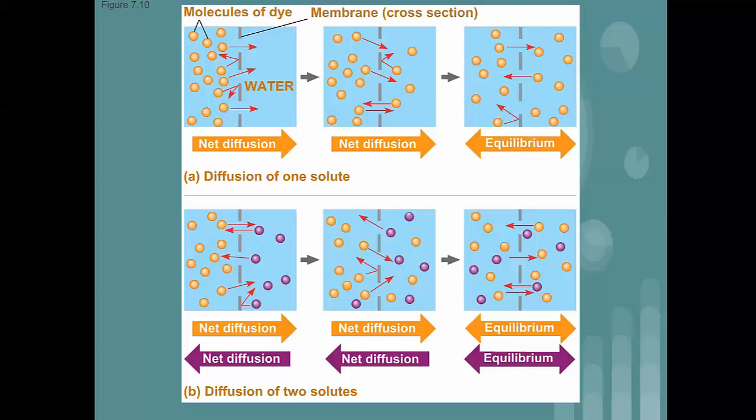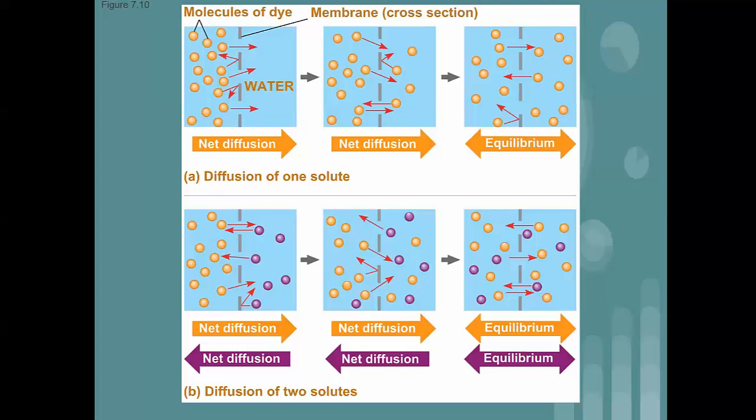So diffusion is basically the movement of molecules from a high concentration to a low concentration. This only makes sense if you understand that as long as there's energy around, molecules move.